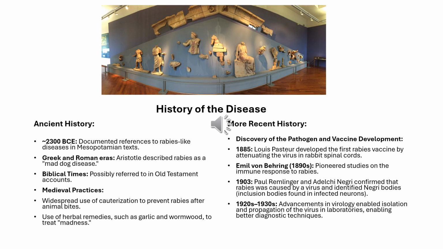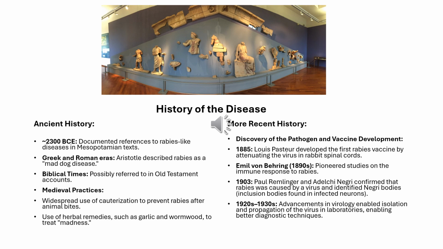In more recent history, in 1885, Louis Pasteur created the first rabies vaccine by weakening the virus using rabbit spinal cords. A few years later, in the 1890s, Emil von Behring studied how the immune system reacted to rabies. And then about 18 years later, Paul Remlinger and Aladar Nagy confirmed that rabies was caused by a virus.